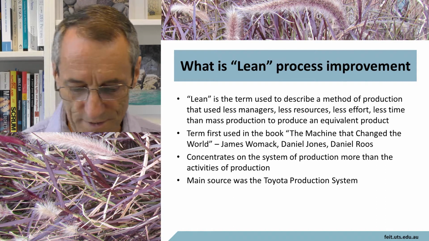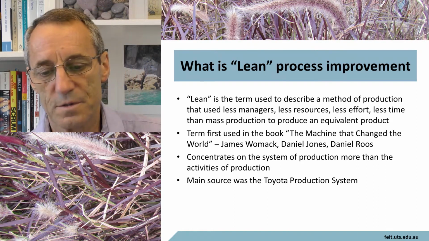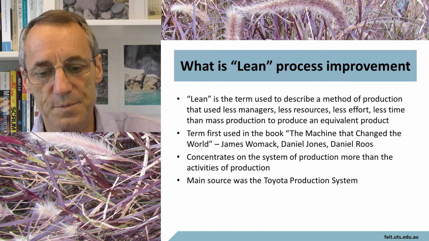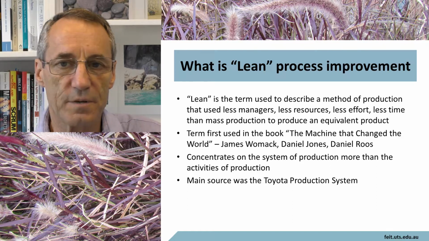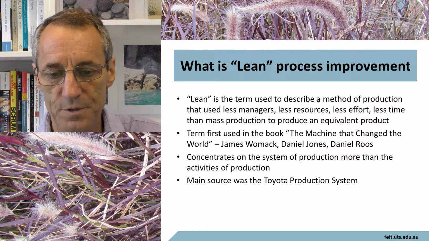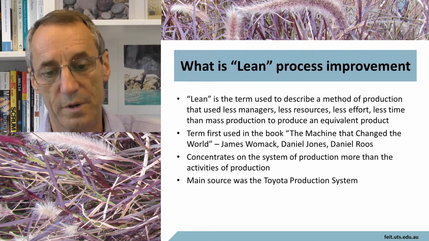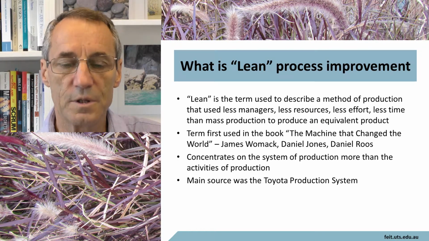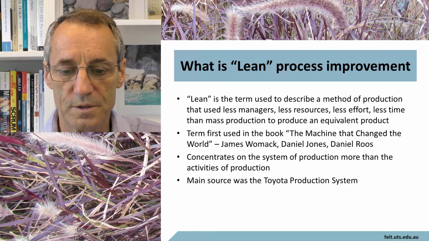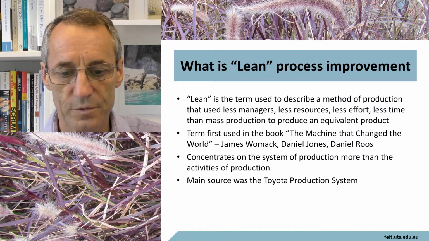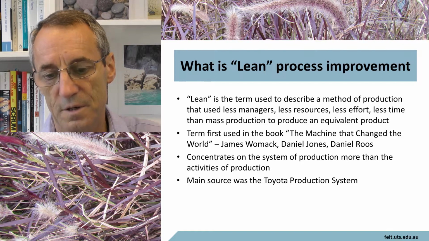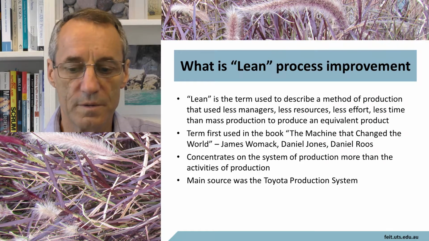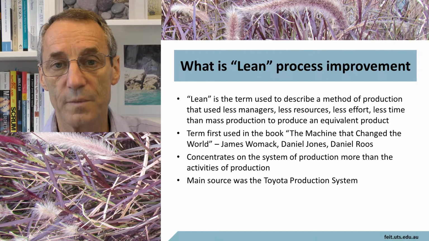Now what is lean? Lean is a term used to describe a method of production that used fewer managers, fewer resources, less effort, and less time than mass production to produce the equivalent product. The term was first used in the book The Machine That Changed the World by James Womack, Daniel Jones and Daniel Roos. This book was written by those three, who were from MIT.